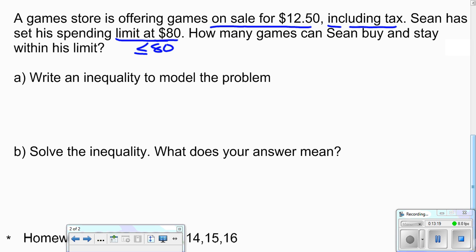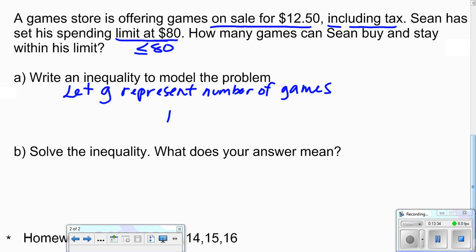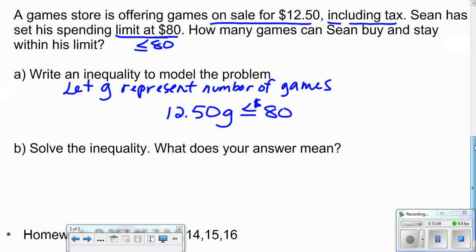So he's buying many games. So let's let G represent the number of games. And each game is going to cost $12.50. So $12.50 times the number of games he buys. That needs to be less than or equal to $80. Okay, that's his spending limit. He can spend $80, but he can't go over it. And he can spend anything less than $80.